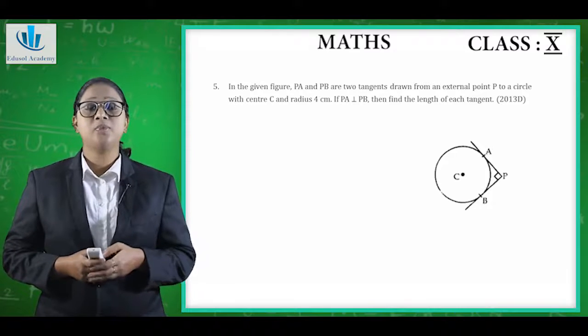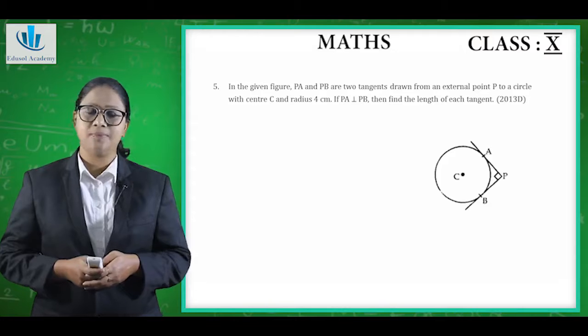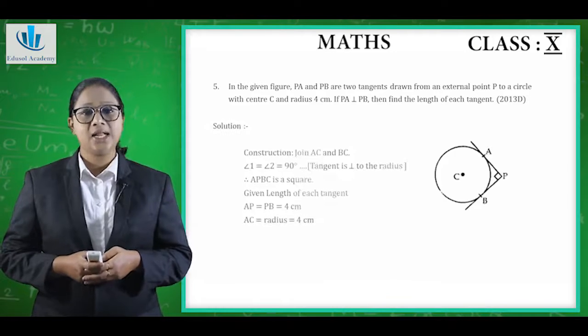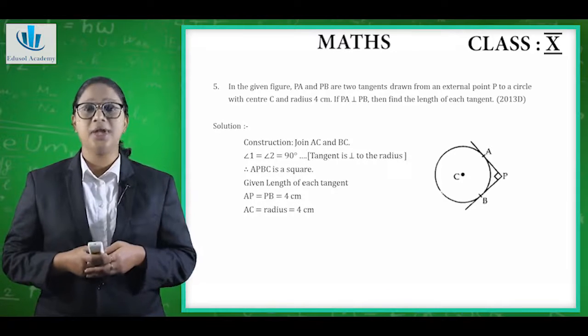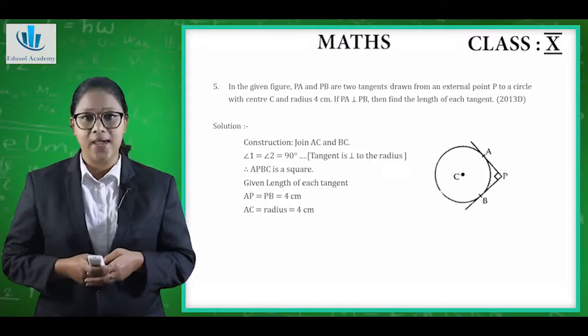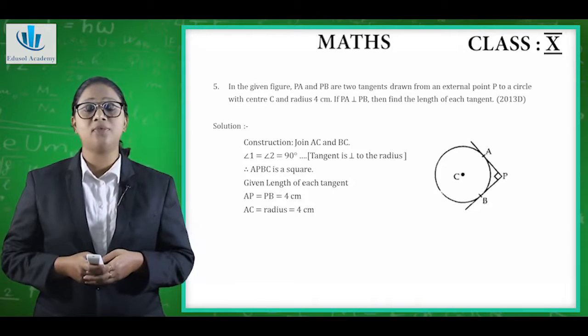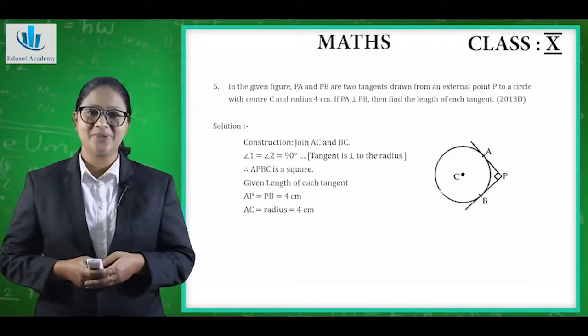And you have to bring out a construction by joining AC and BC. Now we can say that angle A and angle B are 90 degrees each by applying theorem 1. That makes APBC a square. If you have doubt, you can check that with the angle sum property of a quadrilateral and the properties of a square.